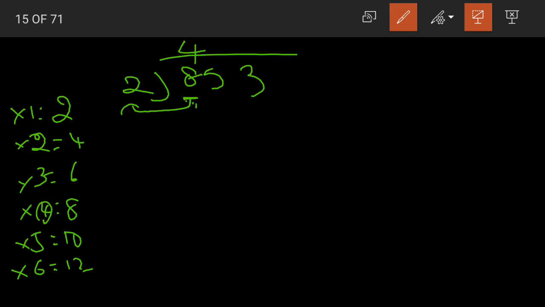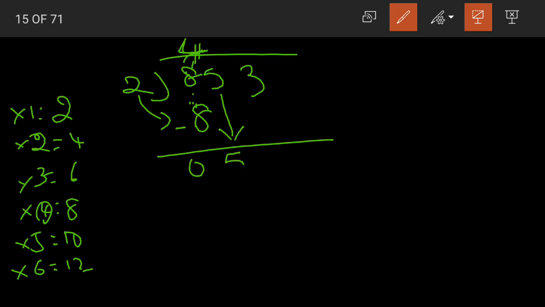So 4 is written in quotient. Remember to write 4 just above 8. And then 2 fours are what? 2 fours are 8. So again write 8 below 8. When we subtract, 0 will be our answer. Now what should we do? Bring the tens digit down.